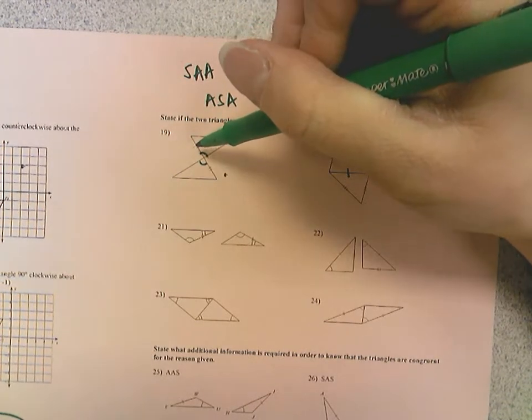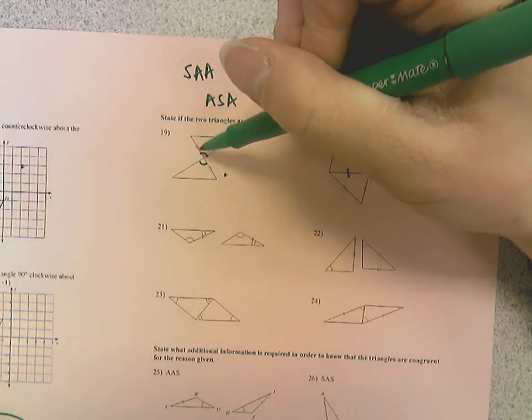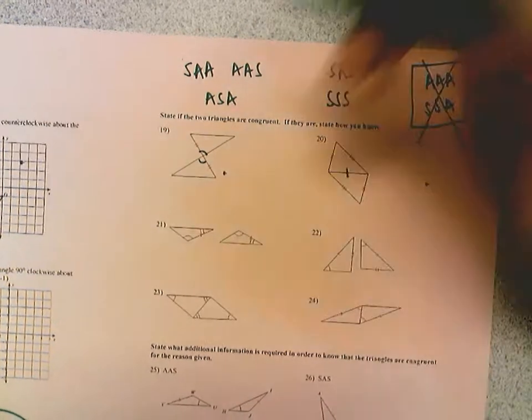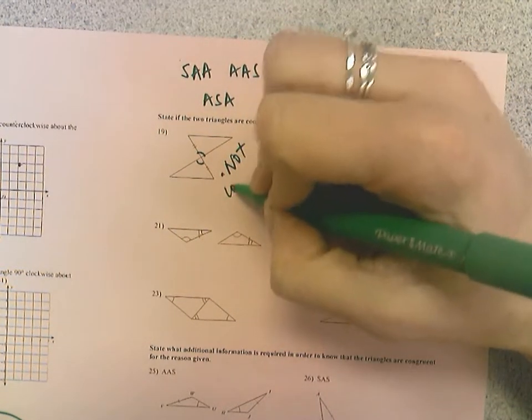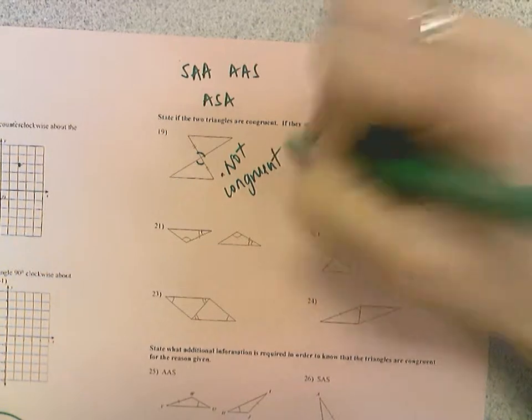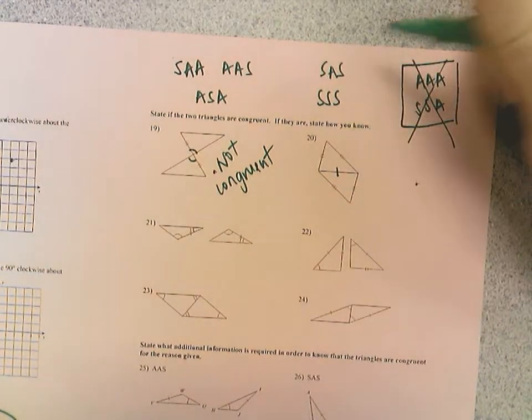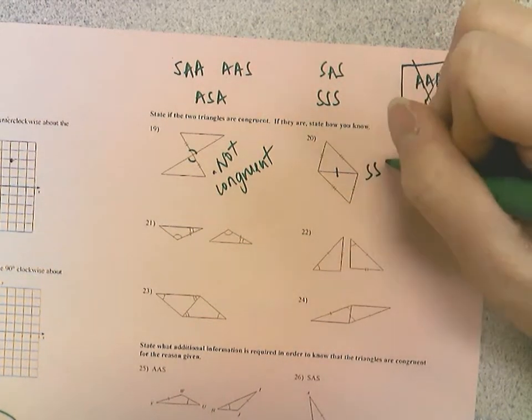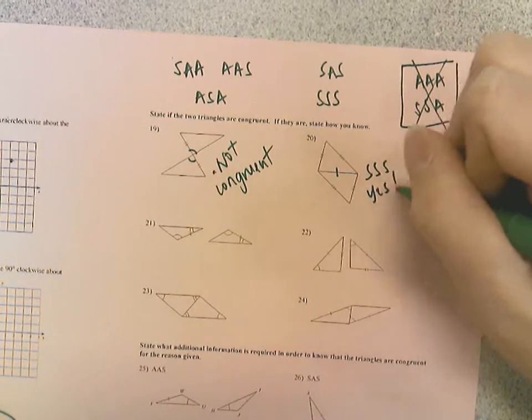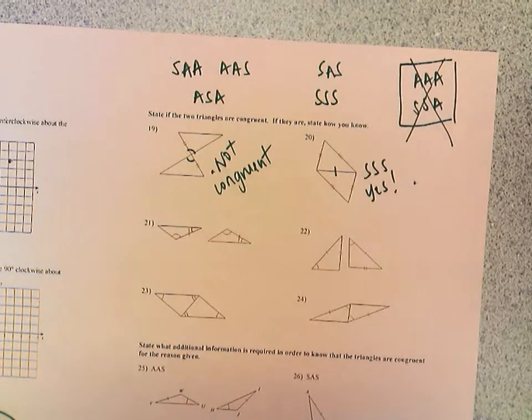So on number 19, we have a side and an angle. Wait, that's only 2 pieces, so not congruent. Okay, number 20, side, side, side. Oh, look, it's one of ours listed up there, so side, side, side. Yes, it's congruent. Hooray!